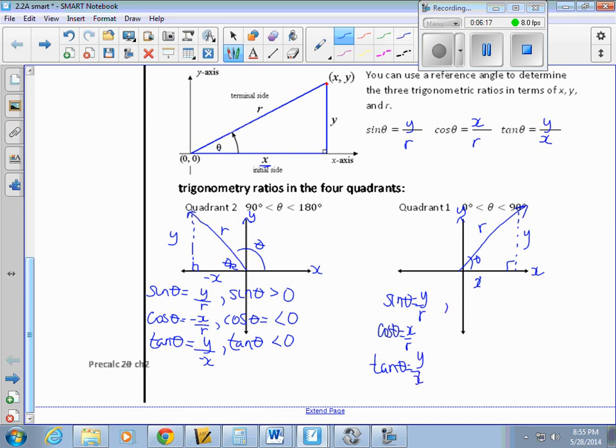So that means in quadrant 1, sine is going to be a positive value, or greater than 0. Cos is going to be positive, and tangent is going to be positive.